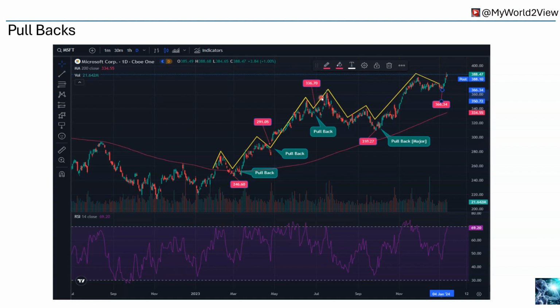And then since mid July, all the way till November, there was a huge pullback, which is a major pullback due to bad economy and bad sentiment in the market, which tends to pull the stock price down from 366 all the way down to 310.